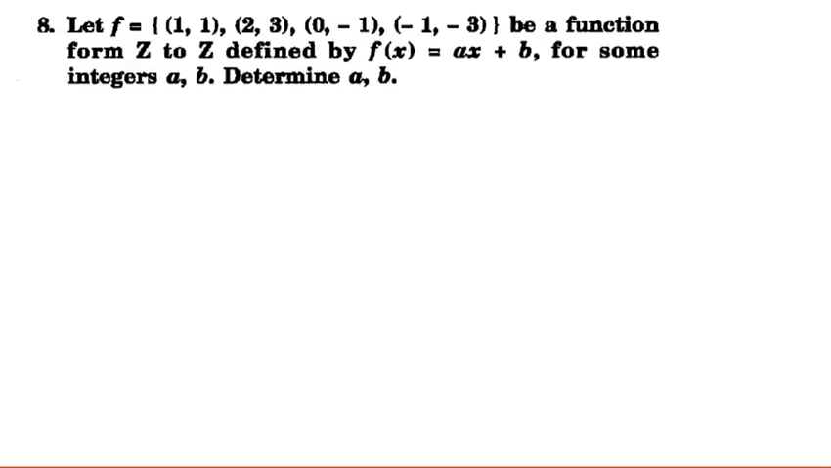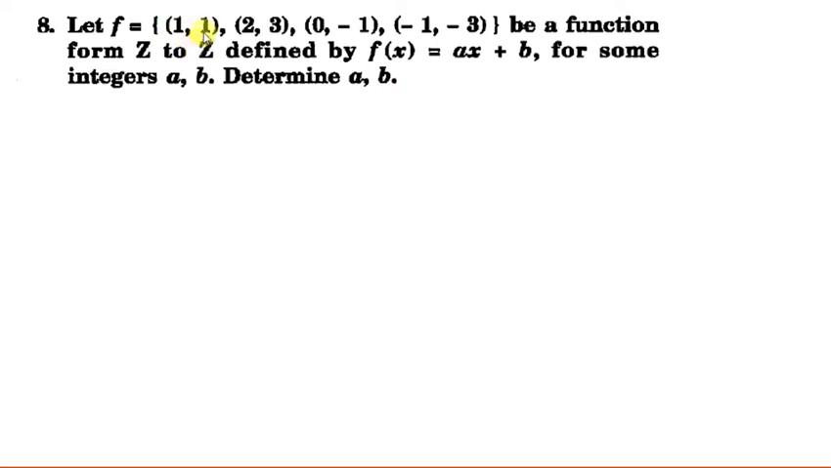This is the eighth question. F is a function from Z to Z, that is, from the set of integers to the set of integers, given by these four ordered pairs: (1, 1), (2, 3), (0, -1), (-1, -3), and is defined by the relationship f(x) = ax + b for some integers a and b. We have to determine a and b.